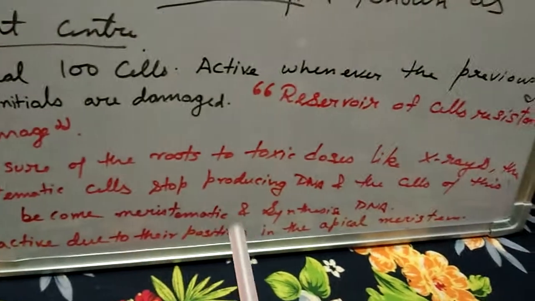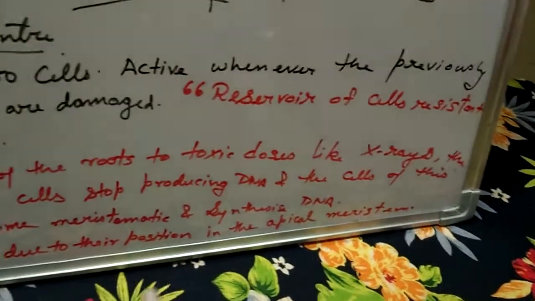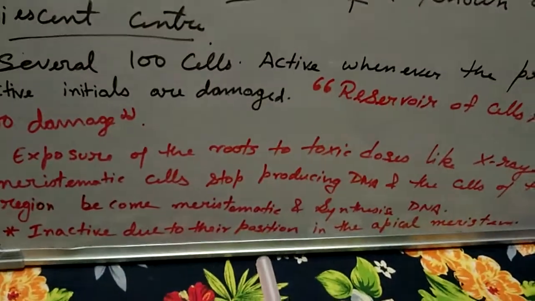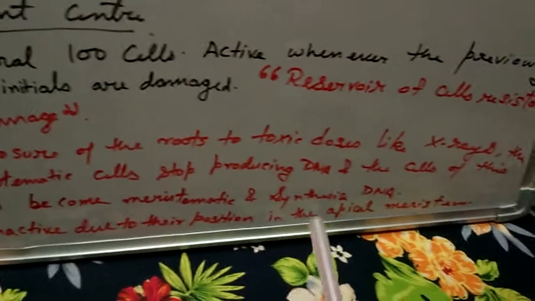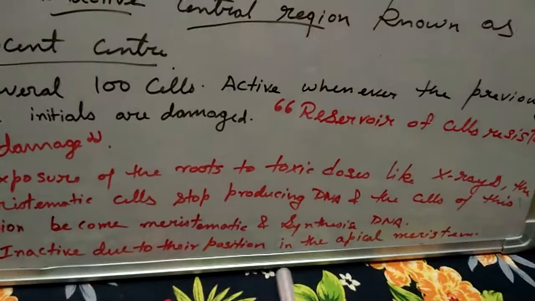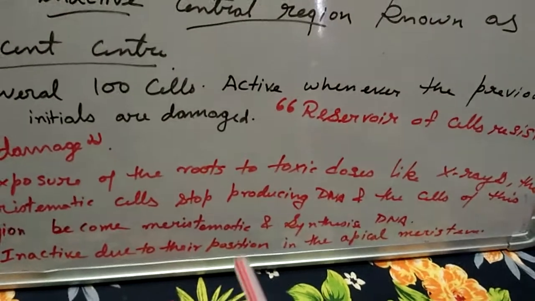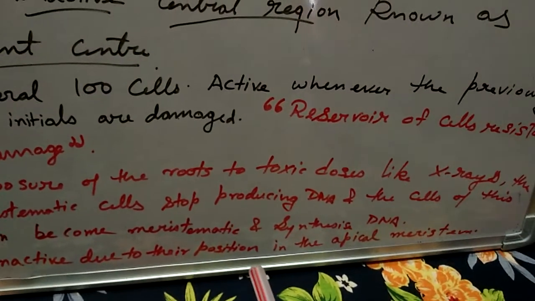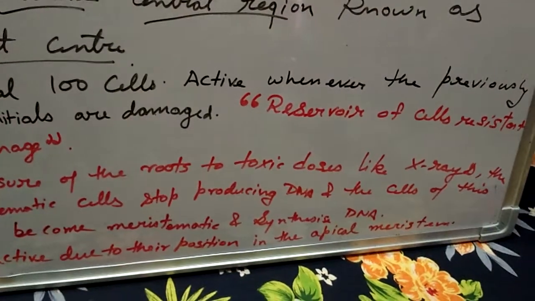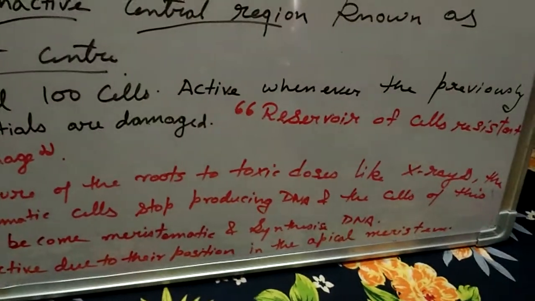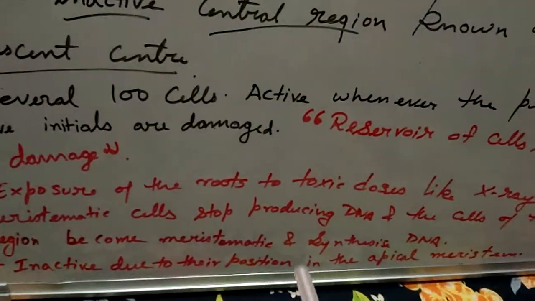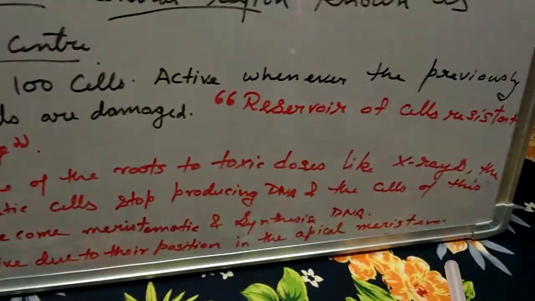They are inactive due to their position in the apical meristem. So these cells in the quiescent center are inactive due to their specific position in the apical meristem, but not due to any inherent character. That is, their inactivity is not due to any genetic reason or any hereditary problem, but only because of their specific position in the apical meristem.